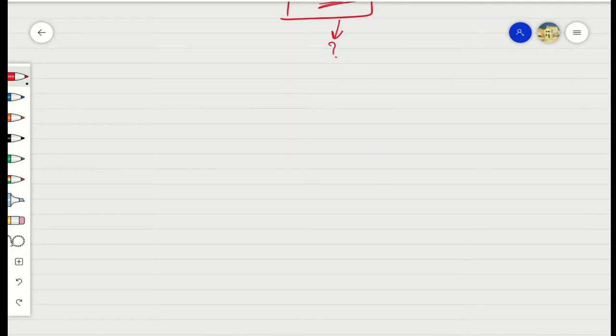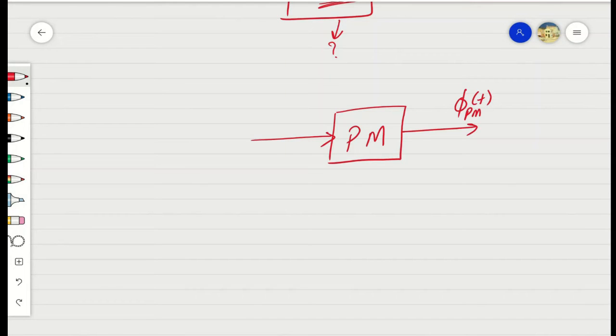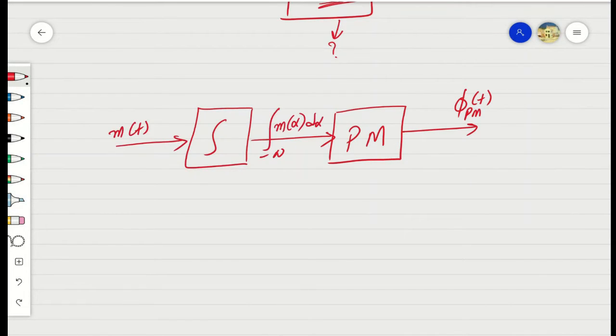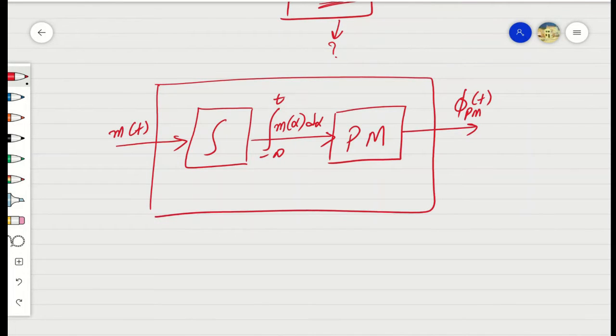For example, if we have a phase modulator, a hardware which performs phase modulation, then instead of providing the information signal as input to this system, if we provide the integral of the information signal as input, then the overall response of this system will be equivalent to frequency modulation.